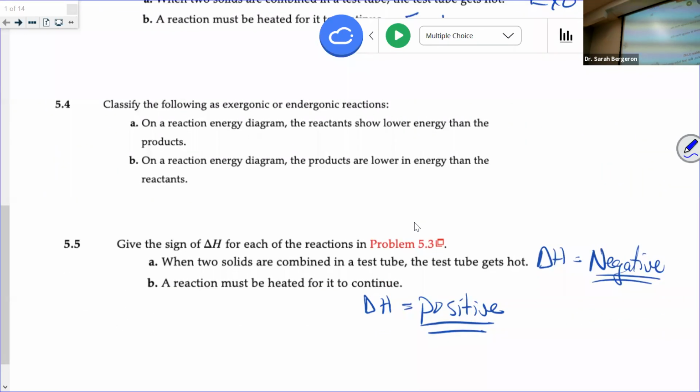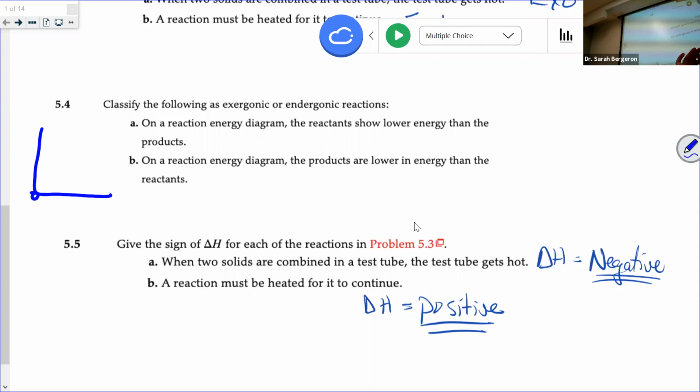5.4, classify the following as exergonic or endergonic. So this is just what we were talking about. On a reaction energy diagram, let's draw one. The reactants show lower energy than the products. So when I draw this diagram, what's going to be closer to 0 on the axis? If this is 0, what's going to be closer to 0? My reactants or my products?